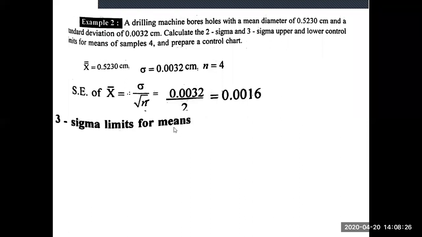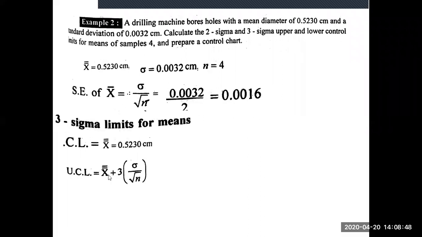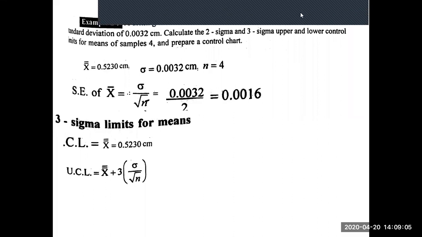Next, we have to find the 3 sigma limits for means. The control line is the same as in the previous problem; the formulas are the same. The control line is nothing but x double bar. The upper control limit formula is x double bar plus 3 into sigma by root n. Remember, if it is 3 sigma limits, write 3 into something; if it is 2 sigma limits, write 2 into something.